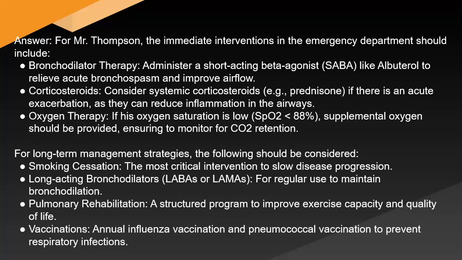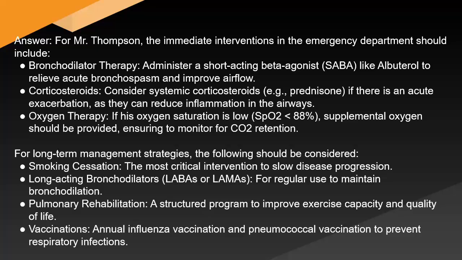Thompson, the immediate interventions in the emergency department should include bronchodilator therapy, administer short-acting beta agonist, SABA like albuterol to relieve acute bronchospasm and improve airflow, corticosteroids, consider systemic corticosteroids, e.g. prednisone if there is an acute exacerbation as they can reduce inflammation in the airways, oxygen therapy. If his oxygen saturation is low, SpO2 below 88%, supplemental oxygen should be provided, ensuring to monitor for CO2 retention.